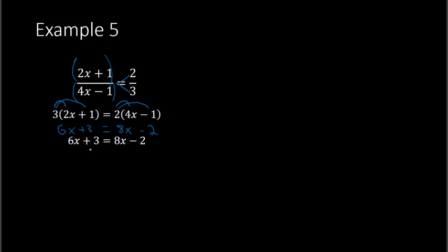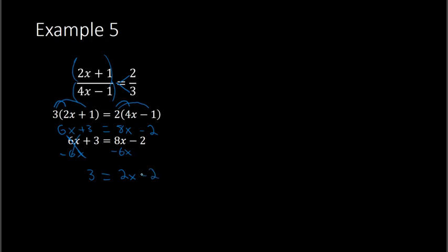Now I need to get x by itself, so I can bring the 6x to the right with the 8x, and I do that by subtracting that over. Because 6x minus 6x will cancel. I have 3 on the left. On the right, I have 8x minus 6x, which is 2x, and then minus 2.